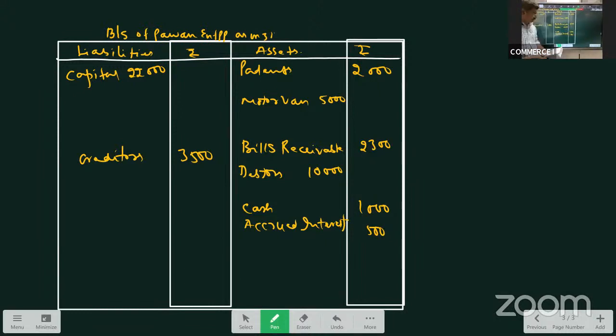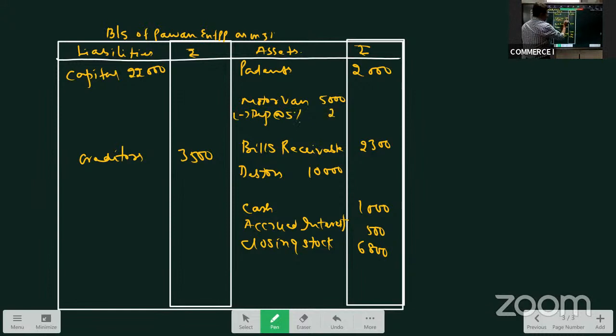Now coming to adjustments. Closing stock is an asset. Once we take it in the trading account credit side, here on the asset side, motor van is depreciated by 5%. We have provided depreciation on this at the rate of 5%. That is how much? 250. So deduct and write 4,750.